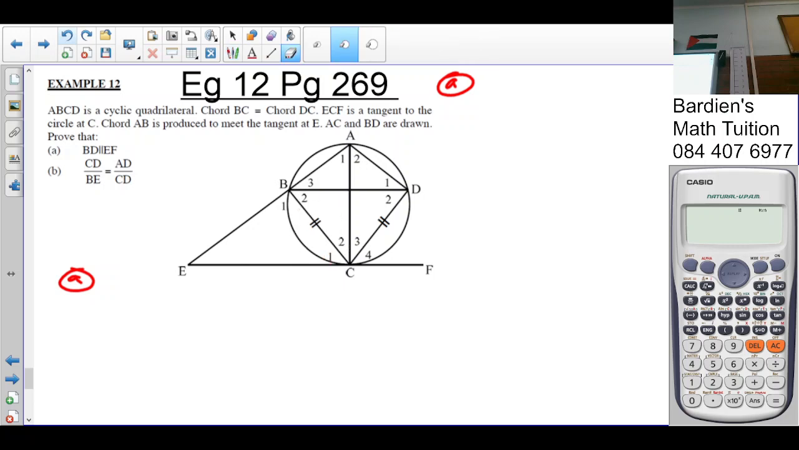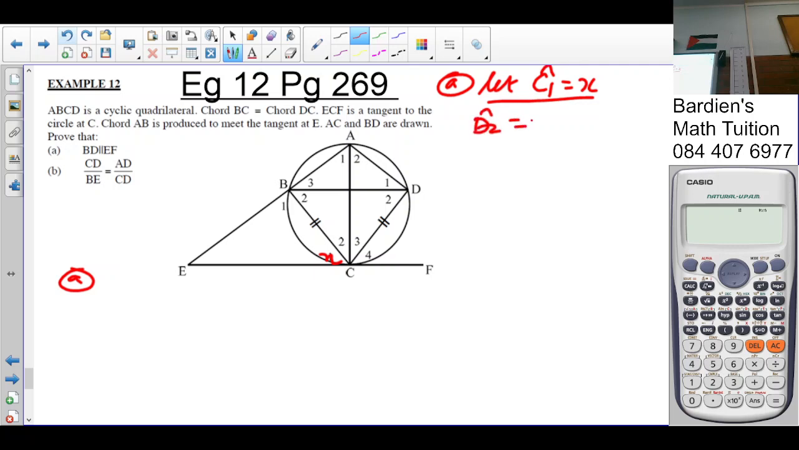To make life a bit easier for me, I introduce an X. So one of the angles that we're going to prove to be equal to the other, I get X. So that angle C1 is equal to X. Which other angle is equal to C1? We're going to try the shortest route to get to B2. D2 is equal to X. Why? Tan chord.